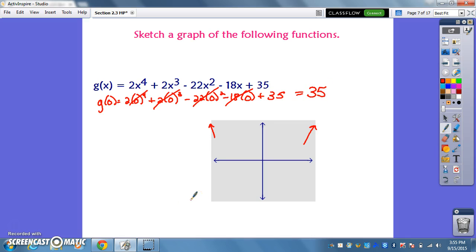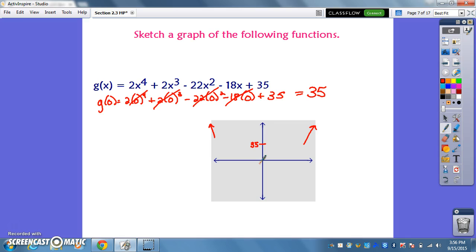And really what you can do is just cover up any of the terms that have an x. If you plug in 0, those are going to go away. So it really is just always going to be that constant term. So this one is going to cross the y-axis at positive 35. Now you don't have to put 35 dashes. Let's just put a dash somewhere and put a 35. We don't even need a scale, anything like that, but we're going to say that this graph is going to cross the y-axis at positive 35.